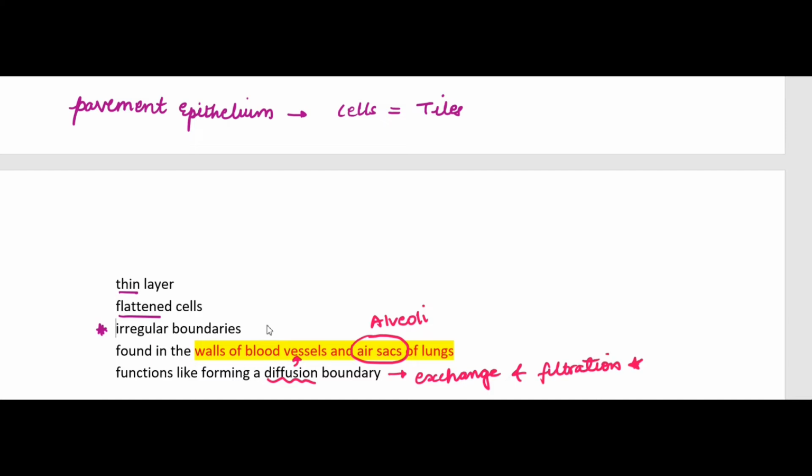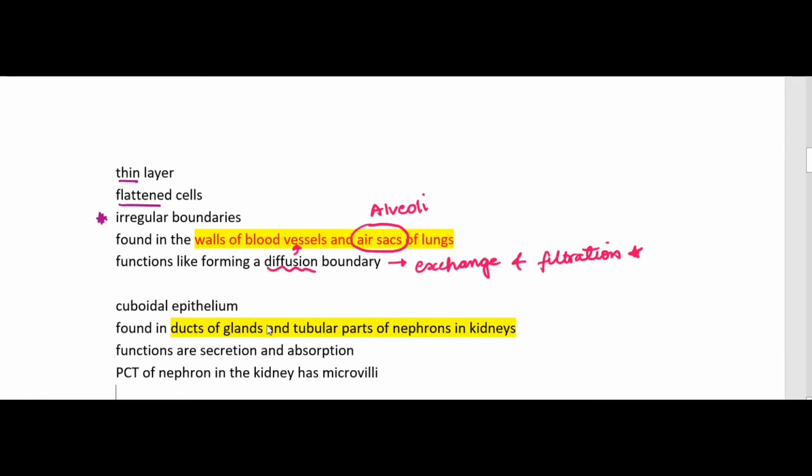Now talking about the cuboidal epithelium, I told you it is made up of cube-like cells which are found in ducts of glands and tubular parts of nephrons in kidney. By tubular parts of nephrons in kidney, we are referring to the PCT and DCT. They comprise the tubular parts of nephrons. And ducts of glands like gonads and thyroid follicles. Okay, these are where cuboidal epithelium is present.